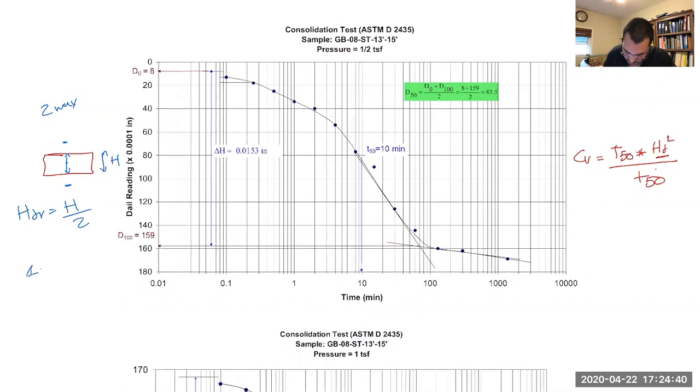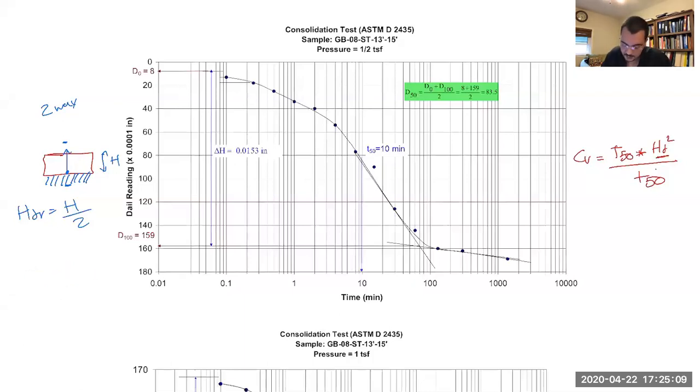For one-way drainage, if this is impervious, or this is rock, impermeable, then the longest distance that the water needs to take is the whole height. So HDR for one-way drainage is equal to H.